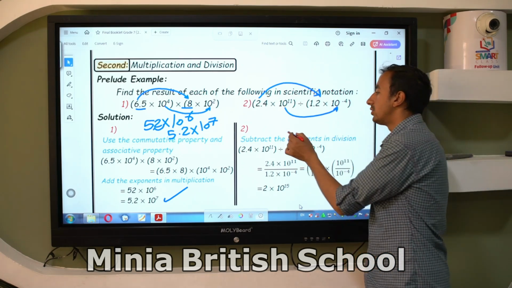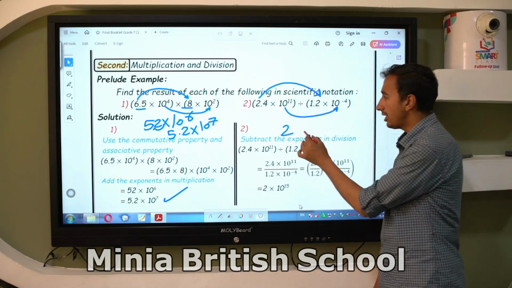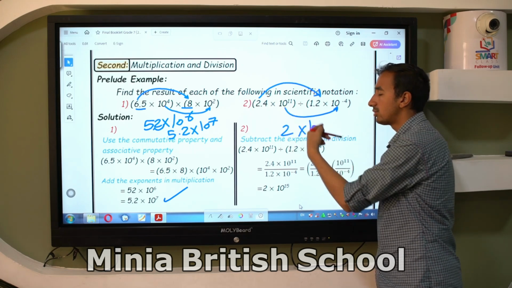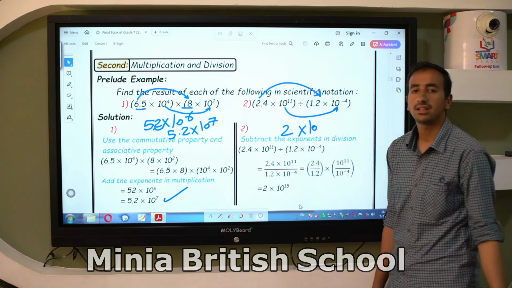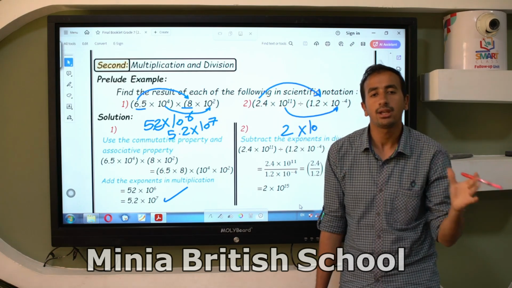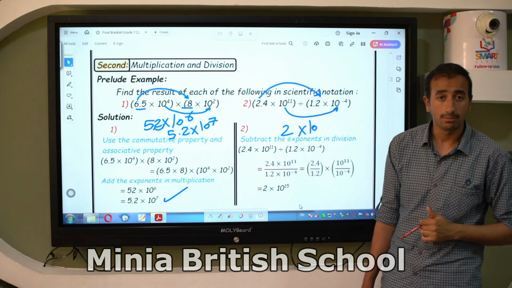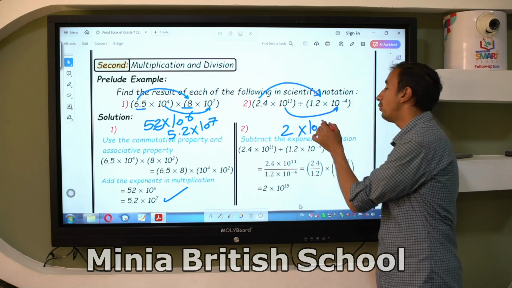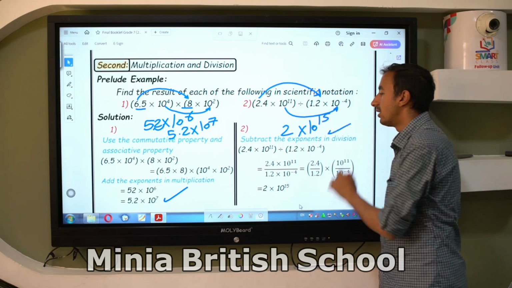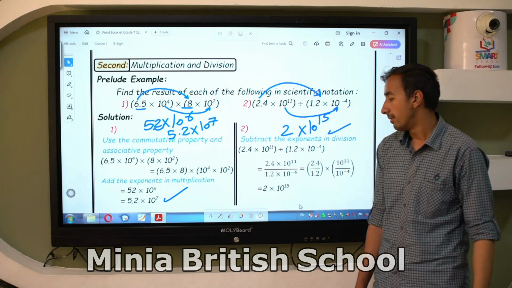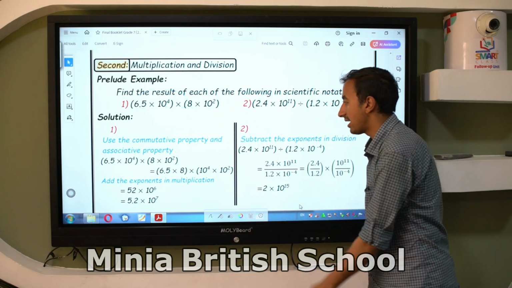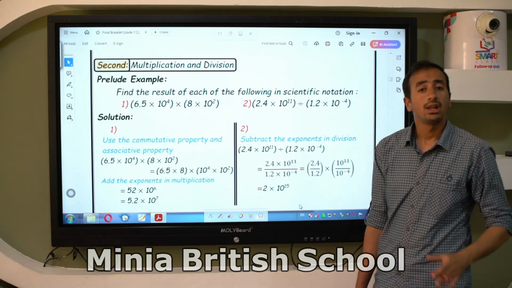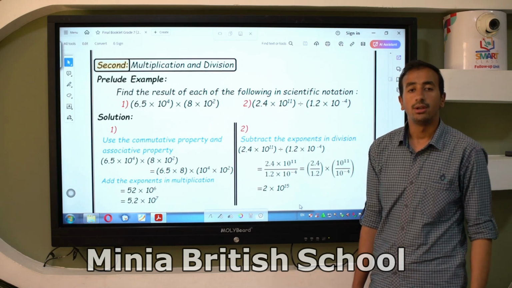It's equal to 2 times 10 power 11 minus negative 4. 11 minus negative means extra positive. So we have here 11 plus 4, which equals 15. 2 times 10 power 15. Okay, the answer will be 2 times 10 power 15. By the end of this example, we finished lesson 2 in unit 1.